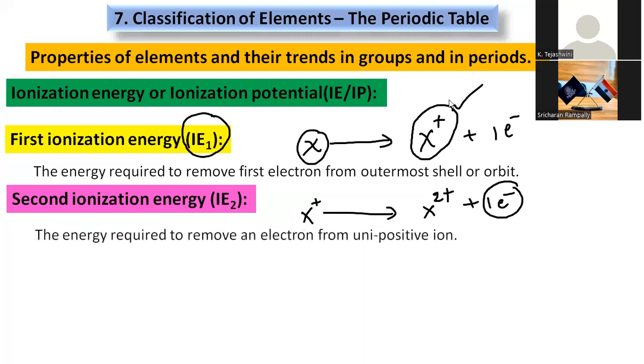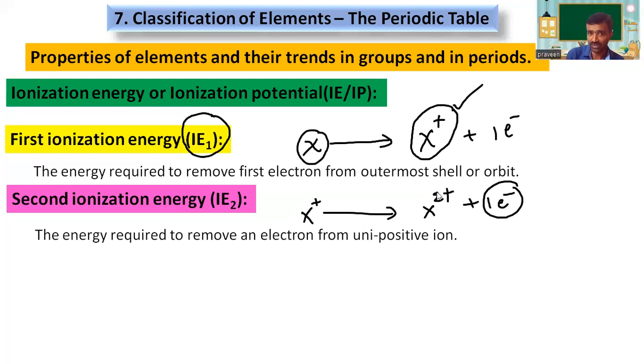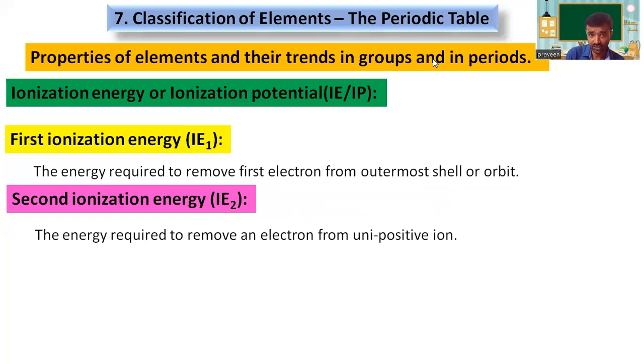What is second ionization energy? To remove the electron from the unipositive ion, the energy required is called second ionization energy. Right? So now I will give you clarification using the nucleus and shells. Here, I'm taking the nucleus in black color, and an element also I am considering here.